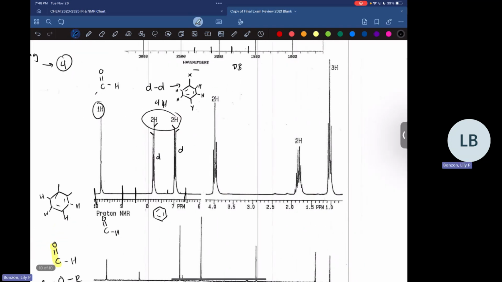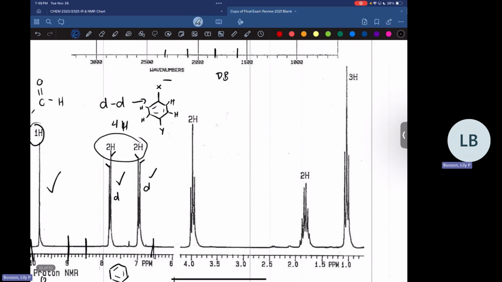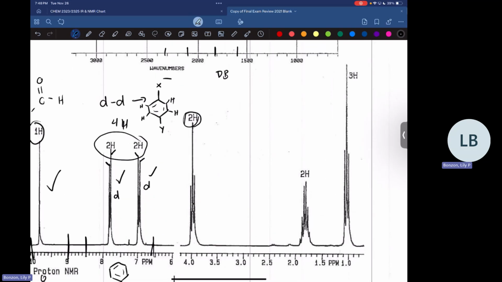So far on the proton NMR, we've already checked off this peak. We've checked off these peaks as our benzenes. And then we just have to figure out the last 3 peaks that we have. So we have this 2H peak. And the number above the peak is going to be the number of hydrogens that carbon has. That's going to be the integration number. So this peak in the middle is going to be a CH2.